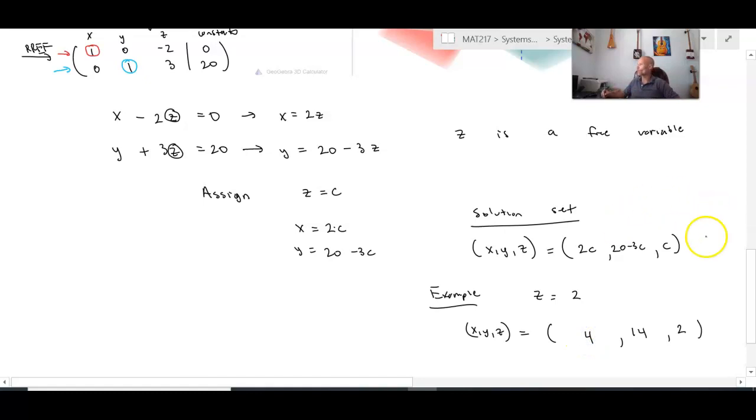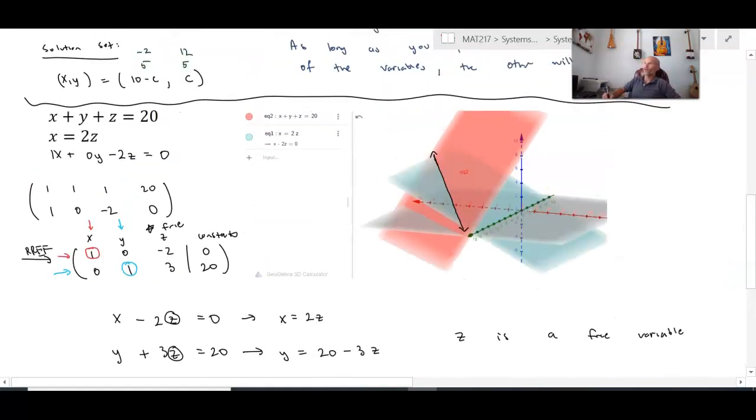So how do we know that this works? Well, we can come back to our system of equations. We have 4, 14, and 2. And let's see, 4 plus 14 is 18 plus 2 is 20, so that works. And we also need to make sure that x is twice the value of z. Well, if z is 2, then 2 times 2 is 4, and so 4 equals 4 is a true statement.